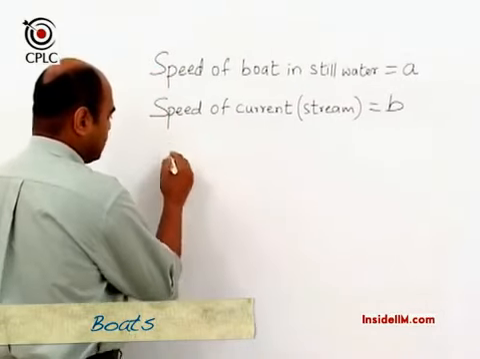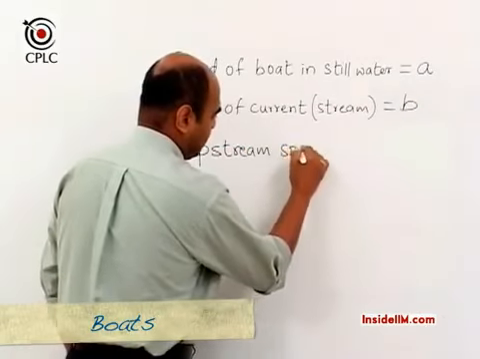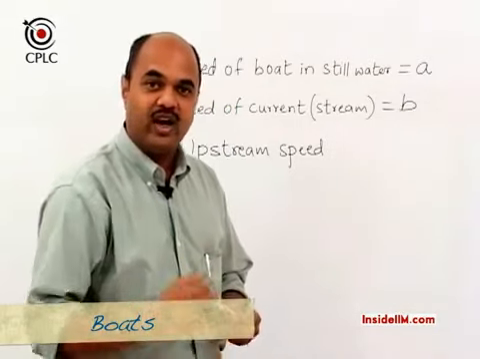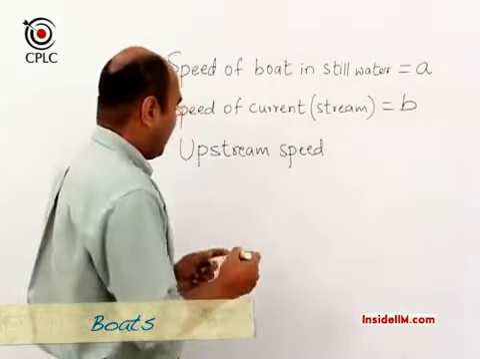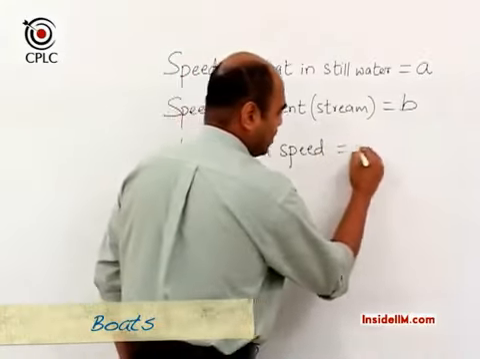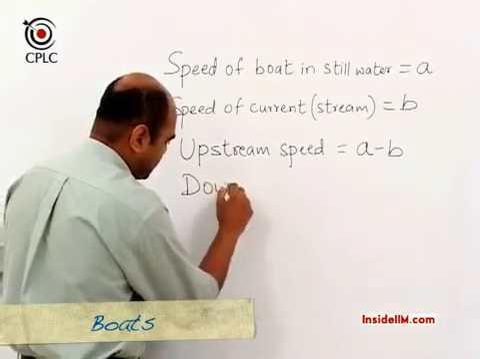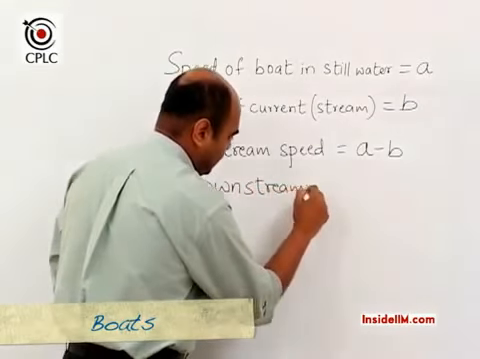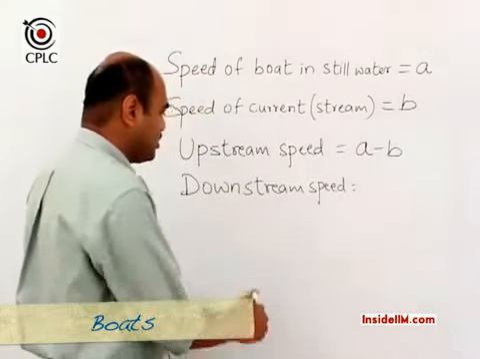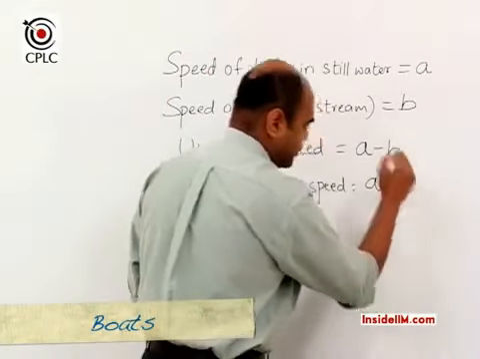We need to understand two terms here. One which is upstream speed. By upstream what we mean is the boat is moving against the current. And if the boat has to move against the current, then upstream speed would be nothing but A minus B. And then we have a term called downstream speed, which would mean that the boat is moving with the current, and hence the speed of the boat when it is moving downstream would be A plus B.